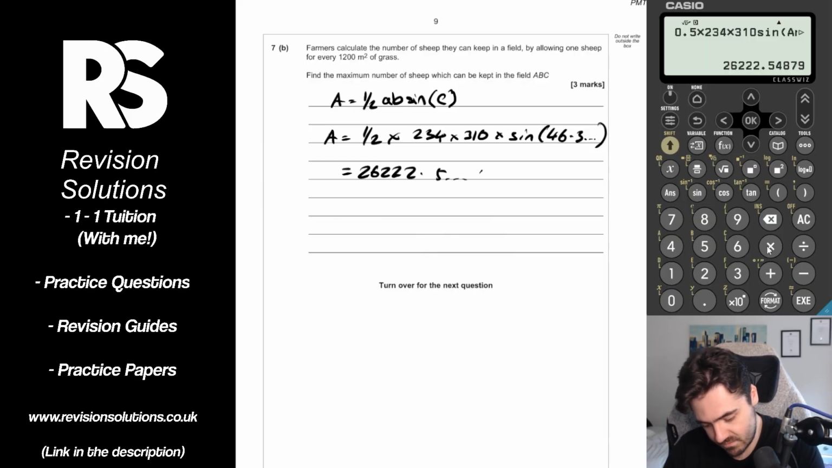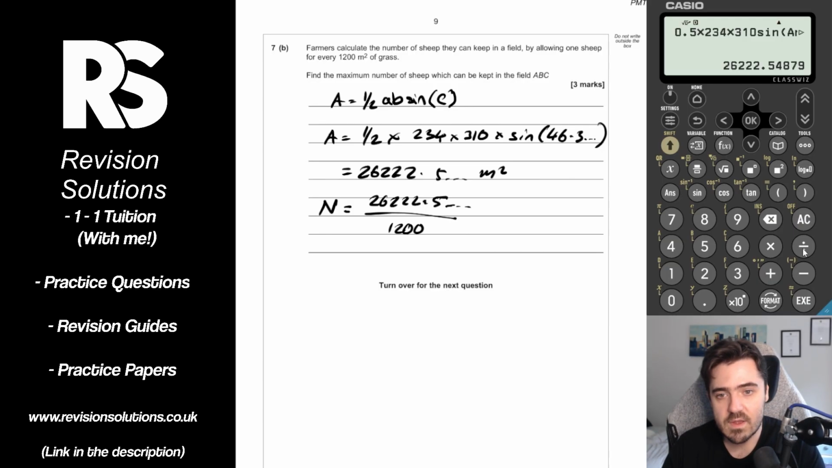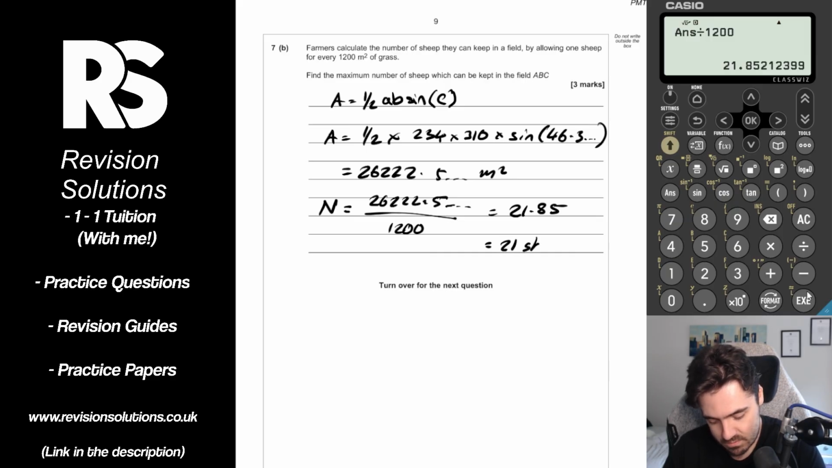26222.5 meters squared. And then to see how many sheep, we just need to divide that up into sections of 1,200. So if we call n the number of sheep, it's our 26222.5 over the 1,200. So let's divide that through now. That gives us 21.85. But we can't have 0.85 of a sheep, so it's going to be 21 sheep maximum.